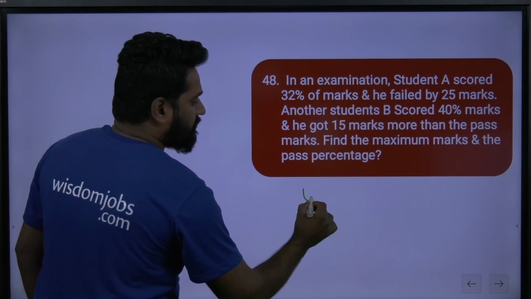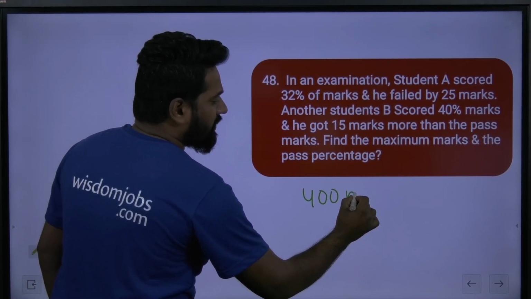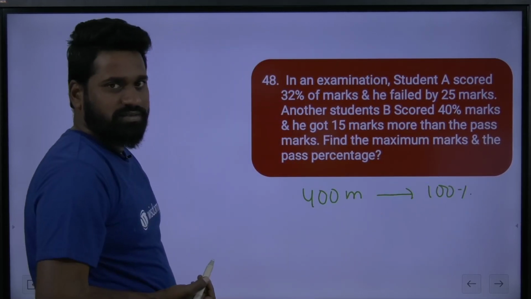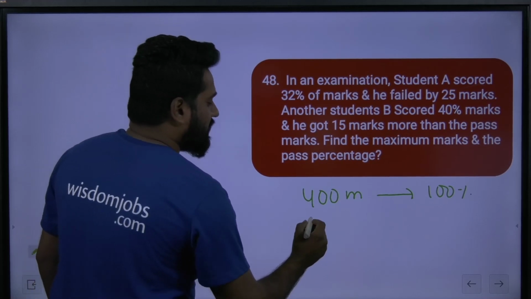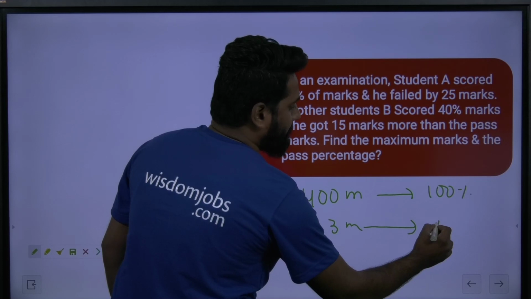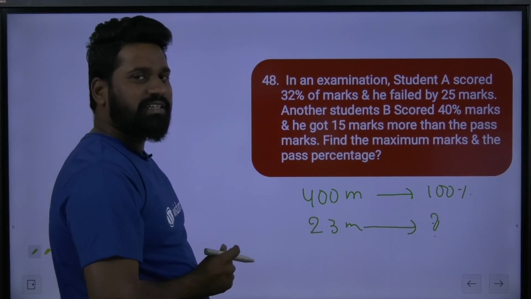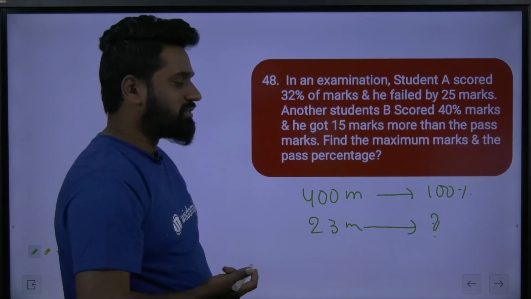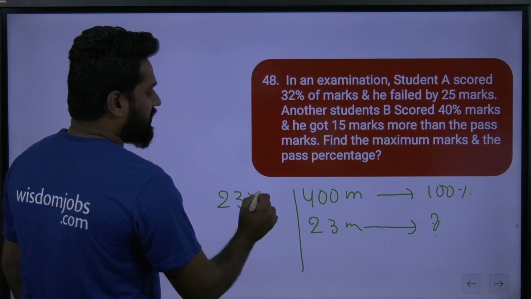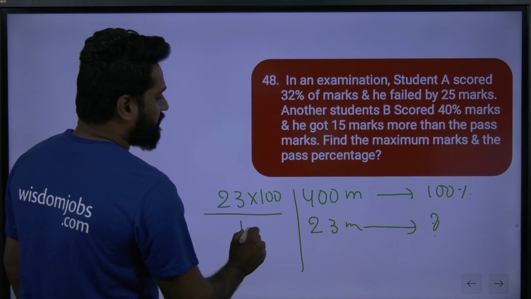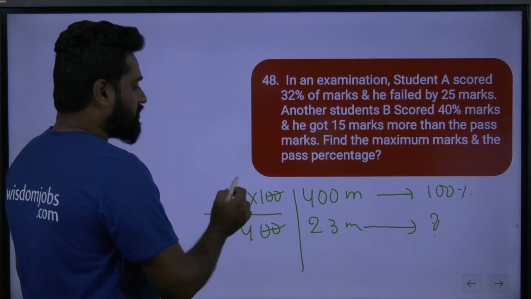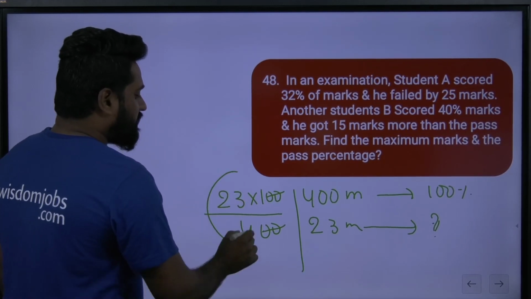So I am writing 400 marks indicates 100% because that is the maximum marks. Now I am finding 23 marks indicates how much percentage, because I have to write 23 in terms of percentage. So it becomes how much? Cross multiply 23 into 100 divided by 400. So 2 zeros will cancel. We are getting 23 by 4.